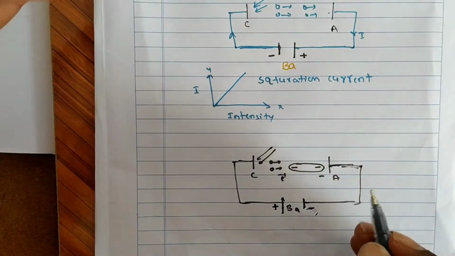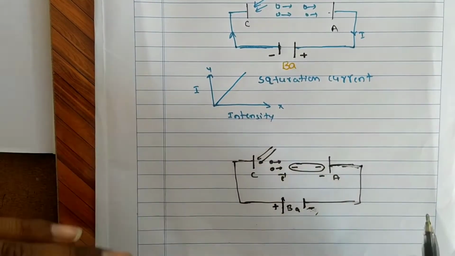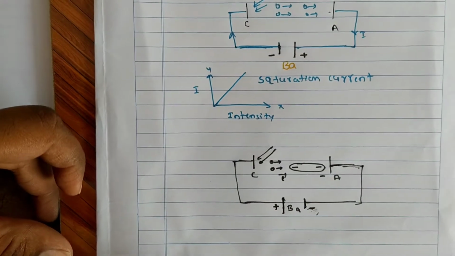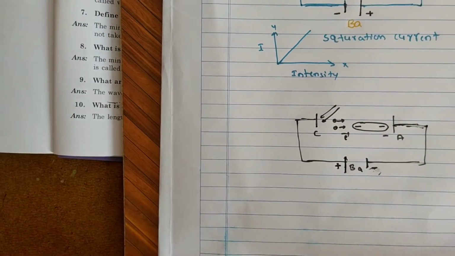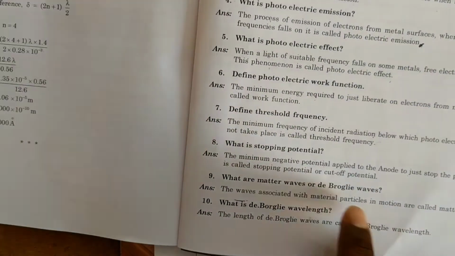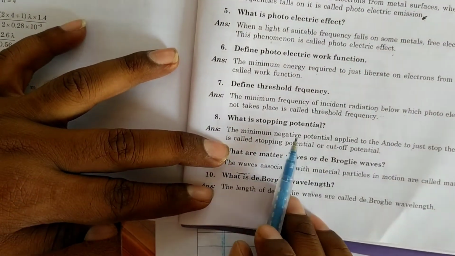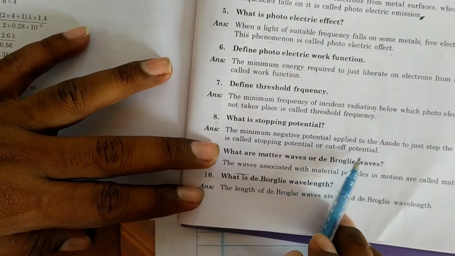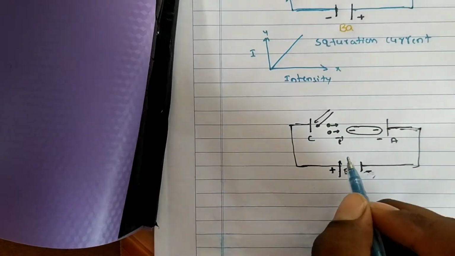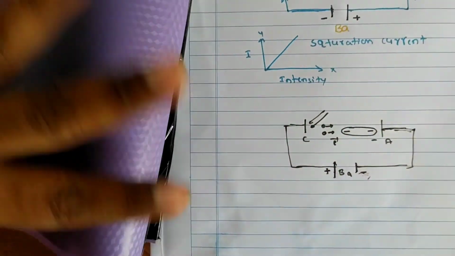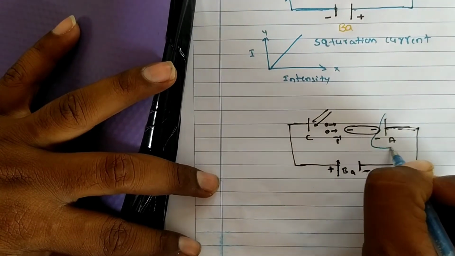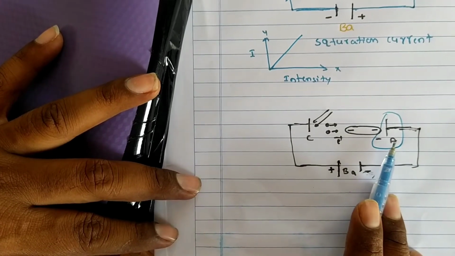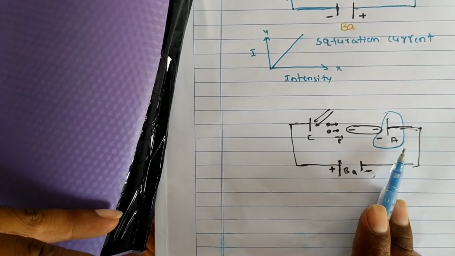It means current will fall to zero. When that current falls to zero in the photoelectric effect, that time we call it stopping potential. What is the definition of stopping potential? The minimum negative potential applied to the anode to just stop the photoelectric current is called stopping potential. This is a negative potential, given to the anode plate to just stop the photoelectric current.